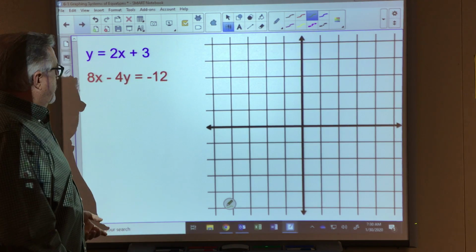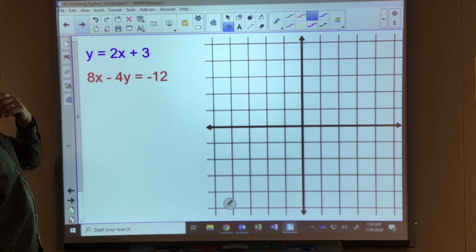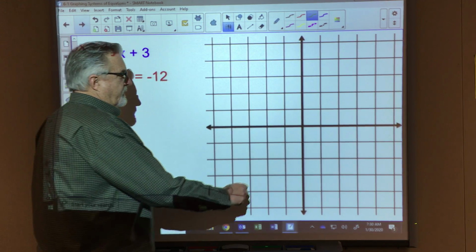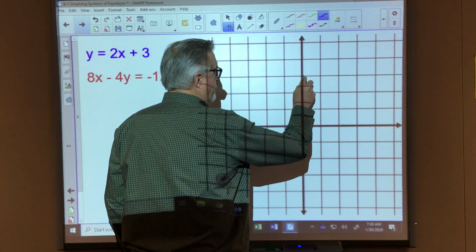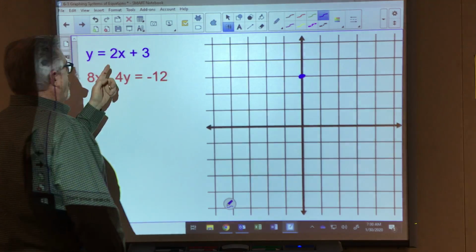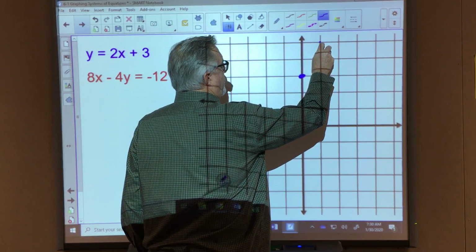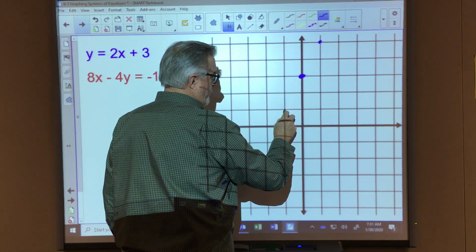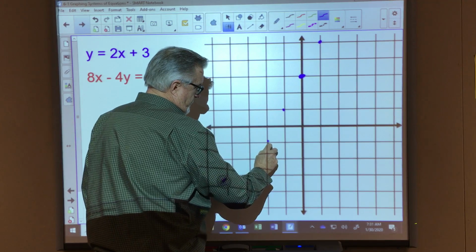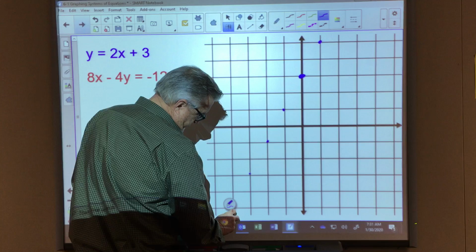The first one's in slope-intercept form for us, so let's just go ahead and graph that one. It has a y-intercept of 3, so we will start out at 3. It has a slope of +2, so I can go up 2 and 1 to the right, or I can go down 2, 1 to the left, and keep going down 2, 1 to the left.